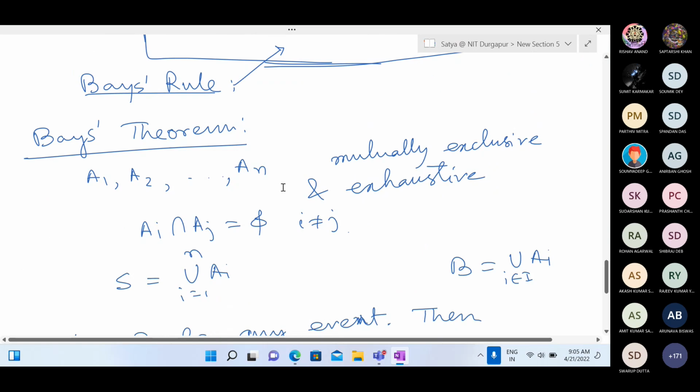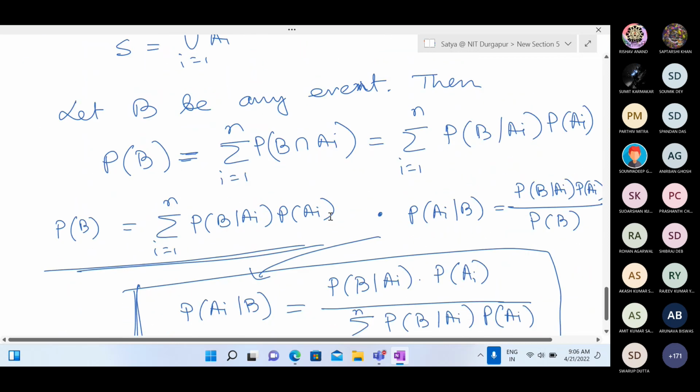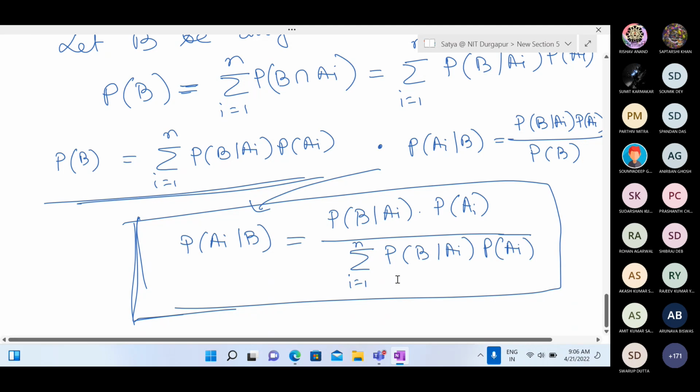If there are n events which are mutually exclusive and exhaustive, then the Bayes' theorem we have constructed is this: probability of Ai given B is equal to probability of B given Ai times probability of Ai over the summation of all possible cases, that is, i equal to 1 to n.